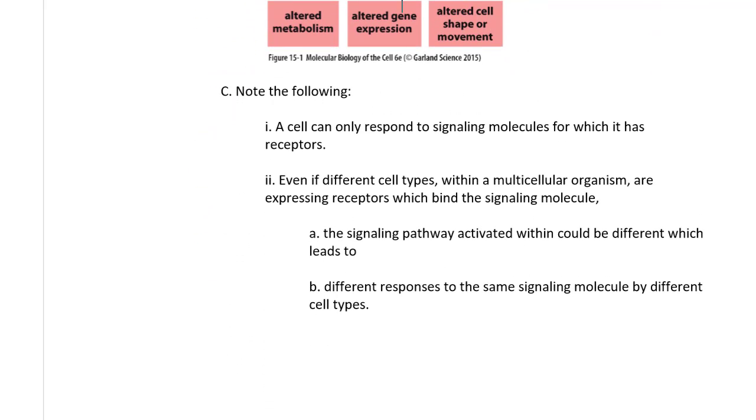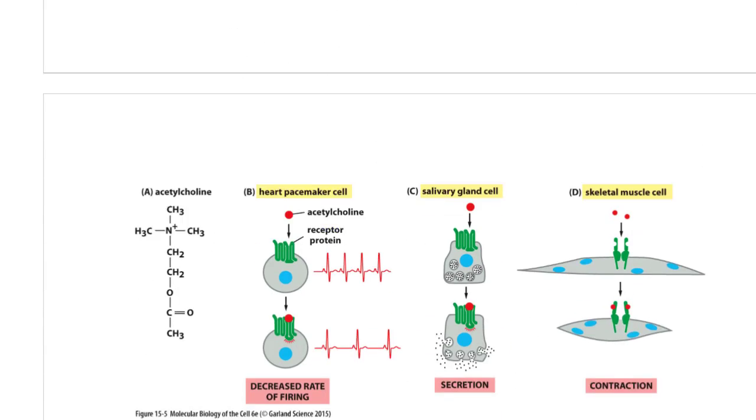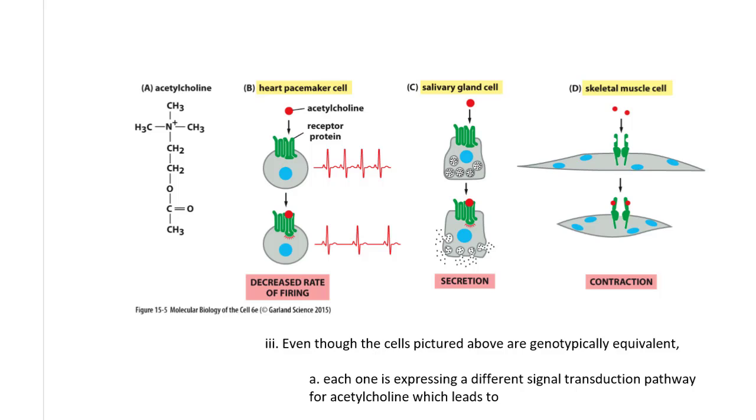Note the following. A cell can only respond to signaling molecules for which it has receptors. Even if different cell types within a multicellular organism are expressing receptors which bind the signaling molecule, the signaling pathway activated within could be different, which leads to different responses to the same signaling molecule by different cell types. So we have an example here of acetylcholine as the signaling molecule.